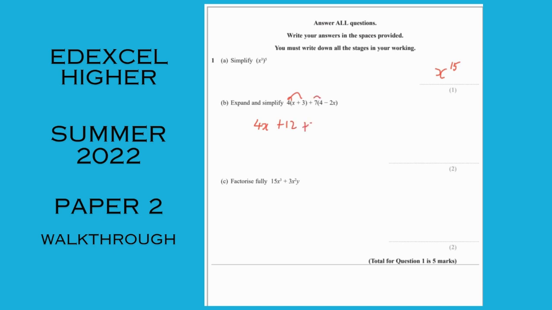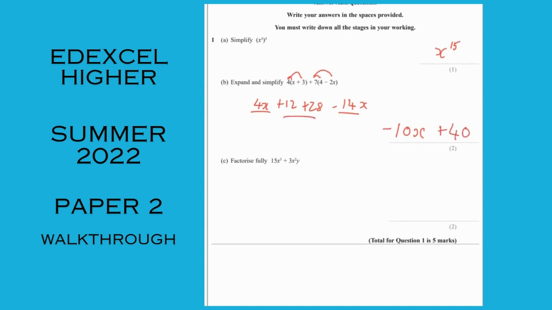7 fours are 28. 7 times negative 2 is negative 14x. You can do them in any order. The mark scheme actually puts the x's second, but I do prefer x's before numbers. One of them things. So you've got minus 10x, 4 take away 14. 12 plus 28 gives you 40 on the end.